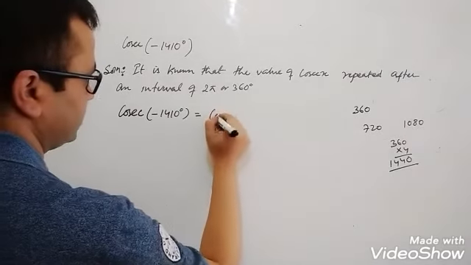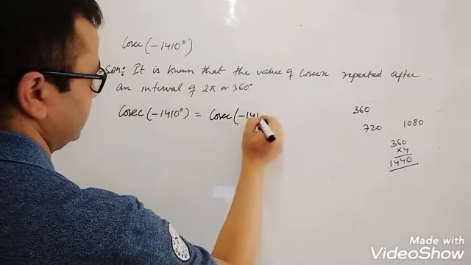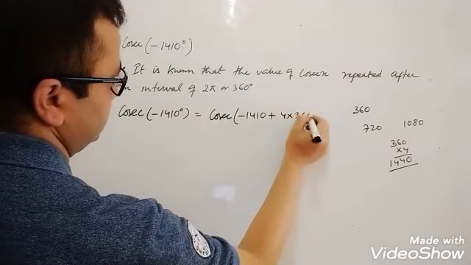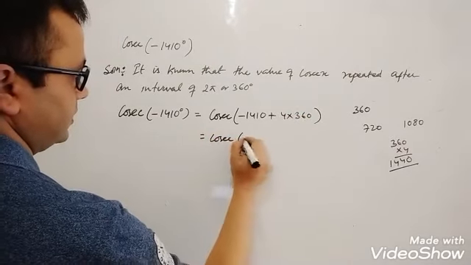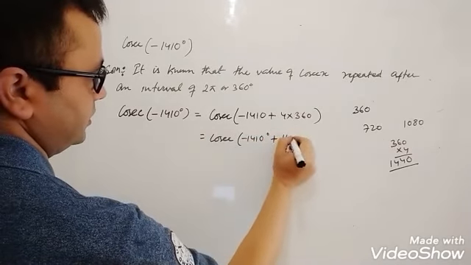This equals cosec of minus 1410 plus 4 into 360 degree. So this equals cosec of minus 1410 degree plus 1440.